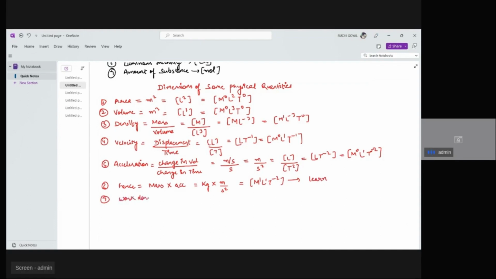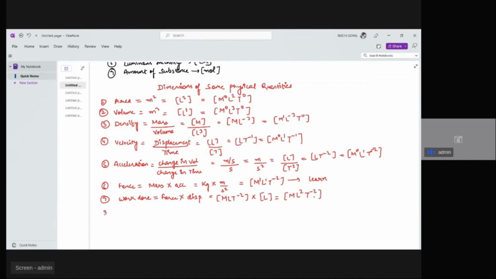Work done is force into displacement. So what is the formula of force? M L T minus 2, into displacement, which is L. If you combine them, L1 plus 1 is 2, and T minus 2. Correct?